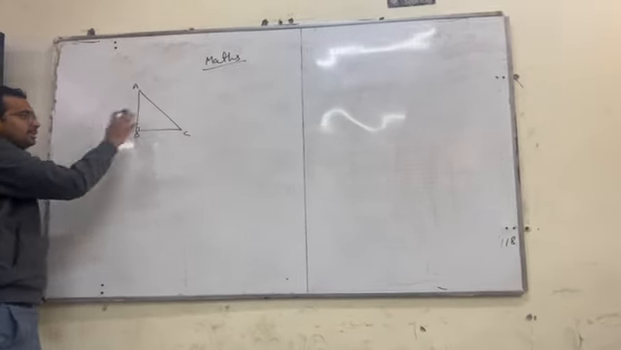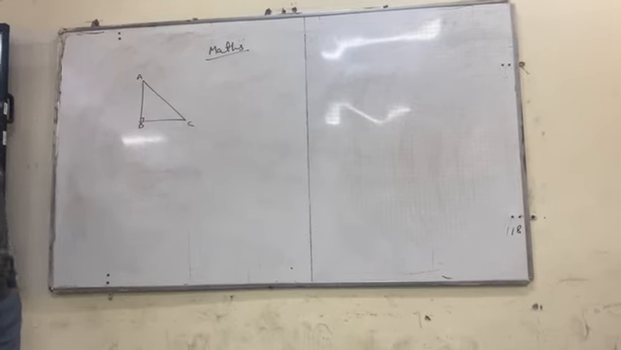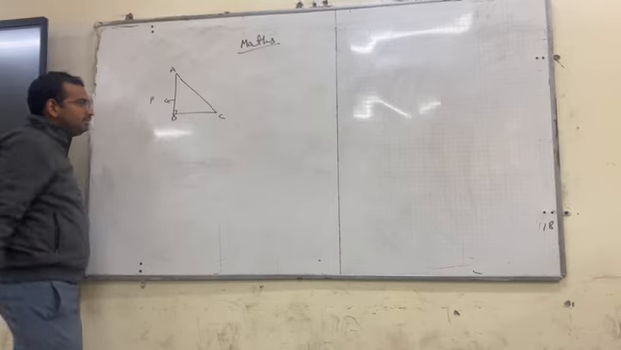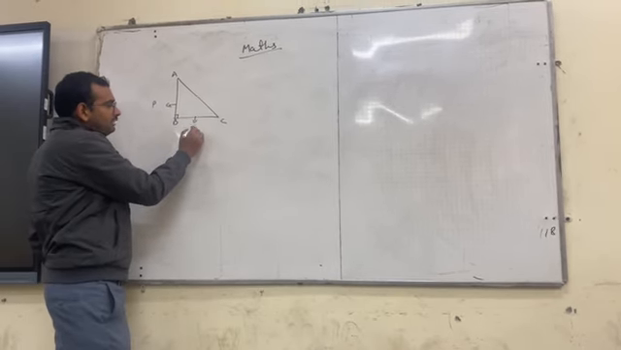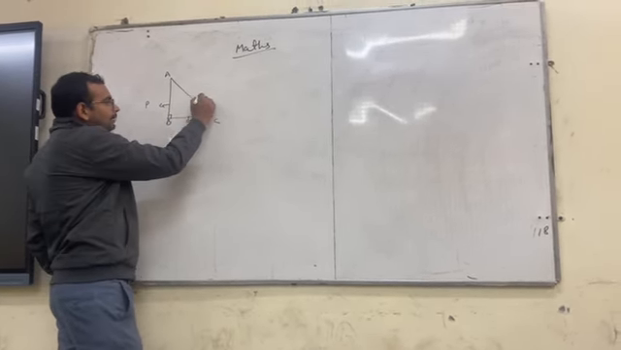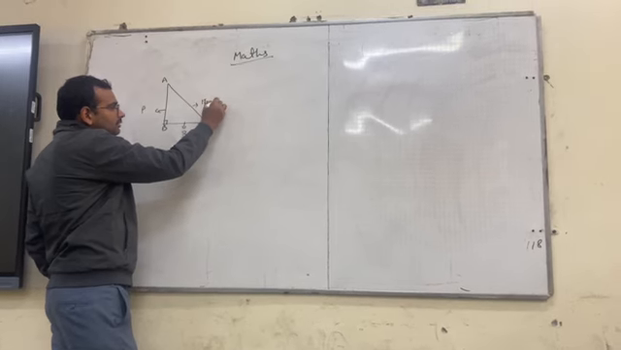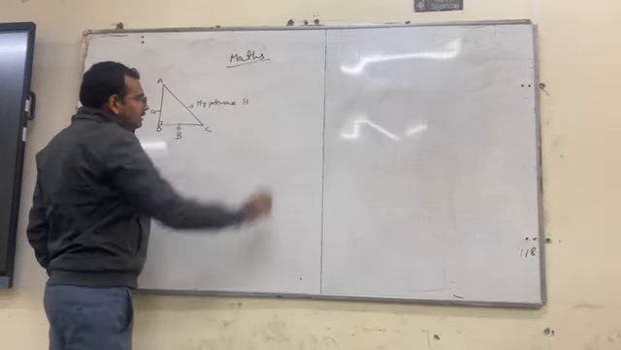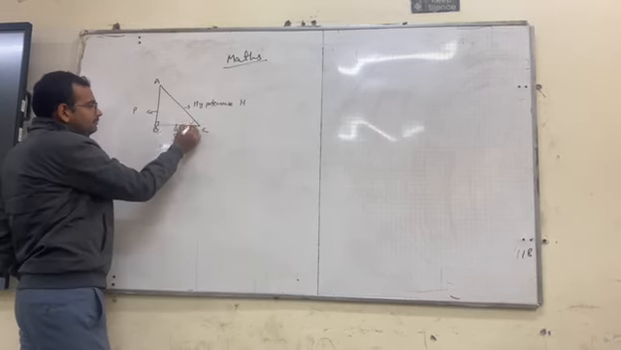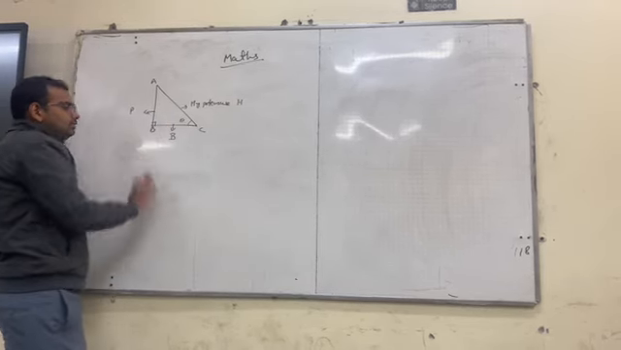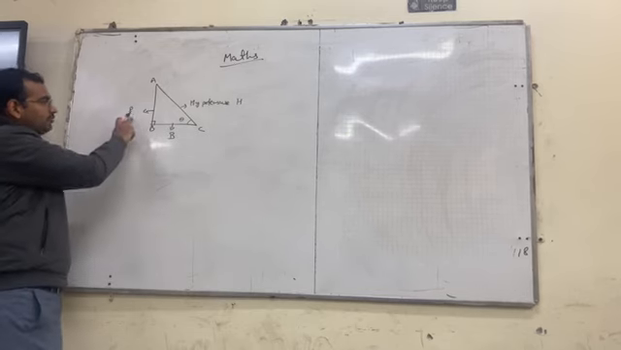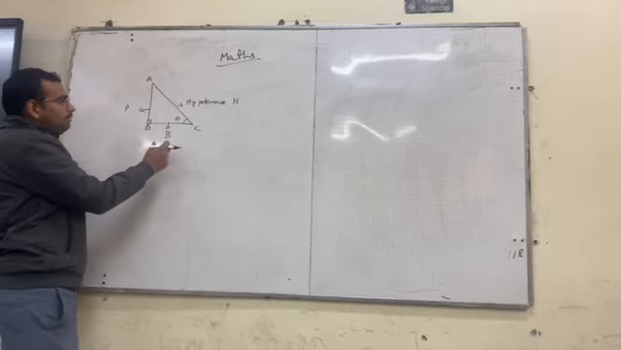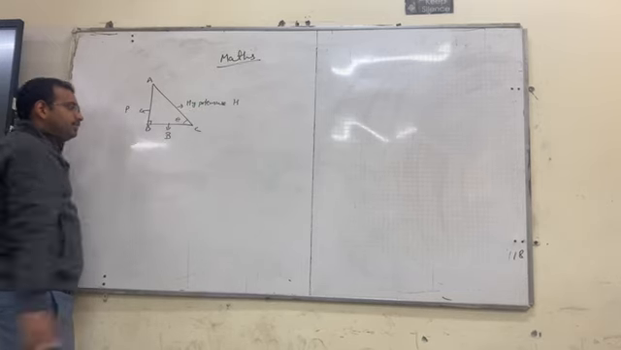See, here it is a right angle triangle. It has three components. First is perpendicular, which we can denote as P, then base, which we can denote as B, and then hypotenuse, which we can denote as H, and an angle theta. Theta angle comes in front of perpendicular, and the angle made between hypotenuse and base is called theta.